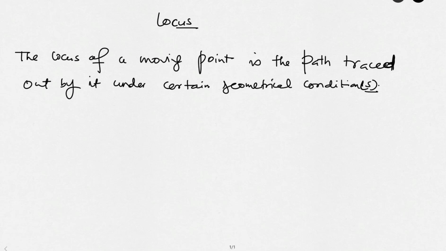Alright, so the locus of a moving point is the path traced out by it under certain geometrical conditions. For example, if I say a point moves in a plane under a geometrical condition such that its distance from a fixed point O is always constant. So if this is the point O, and the point moves in such a manner that the distance from this point O is always constant, right? Let's say this is A. So what will be that curve? That will be one circle, right?